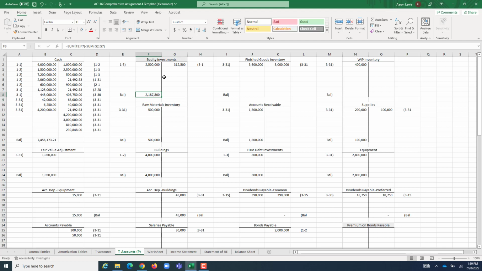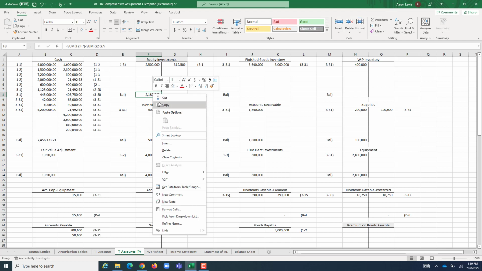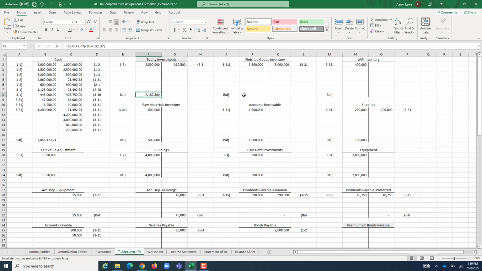As long as your T's are uniform in size, we're going to want the same formula in every single balance spot here. We're going to want to have it be equal to the sum of the debits minus the sum of the credits, which is exactly the formula that we used here. Sum of column F above it minus the sum of column G above it. So if I want to copy that over, what I can do is right click, hit copy, and then go to the cells that I want to copy this formula into.